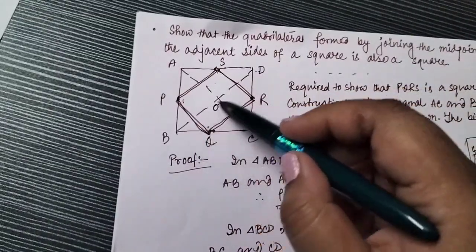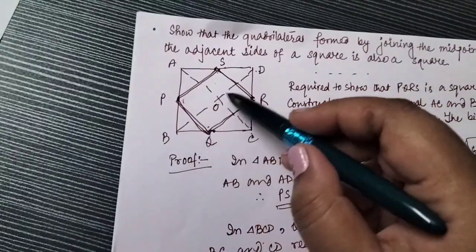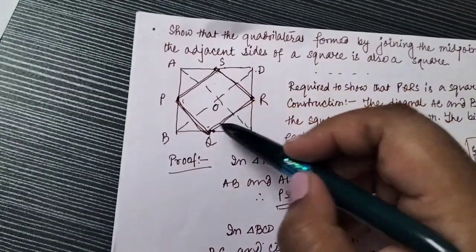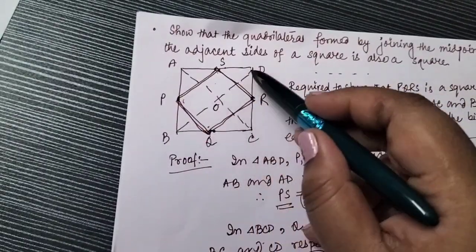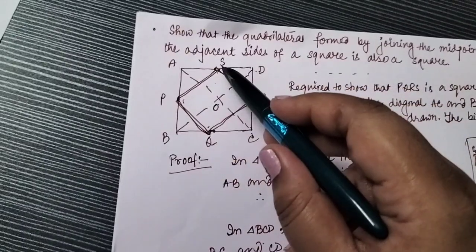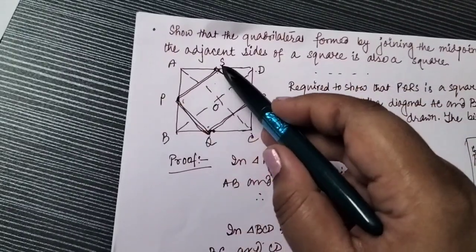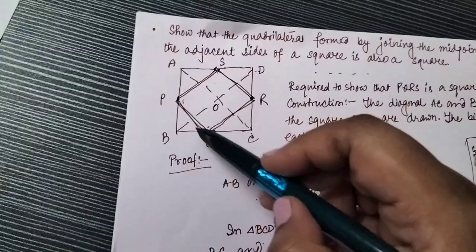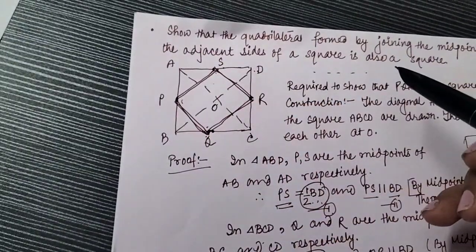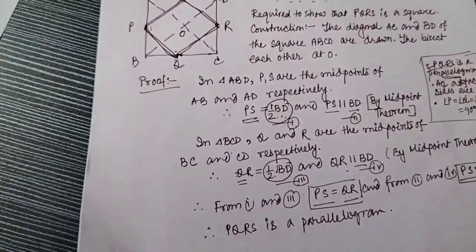So, AC equals BD means half of AC equals half of BD. Now, half of AC means PQ, half of BD means PS. So easily we can show here PS equals PQ. And similarly, the other adjacent sides are equal can also be shown. So let's do this.